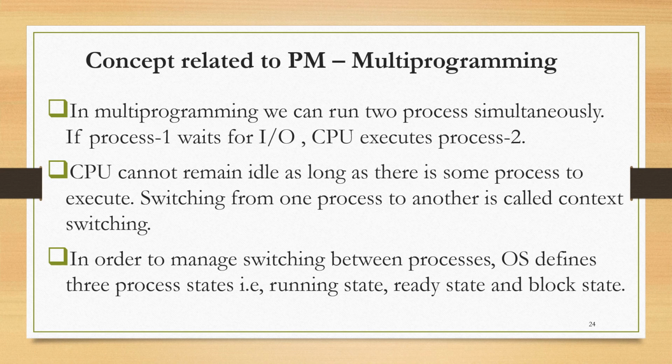Switching from one process to another, or from one program to another, is called context switching. In order to manage switching between processes, the OS defines three process states: running state, ready state, and blocked state. So the OS should define the process in three categories: is it running, or is it waiting for something, or is it blocked?